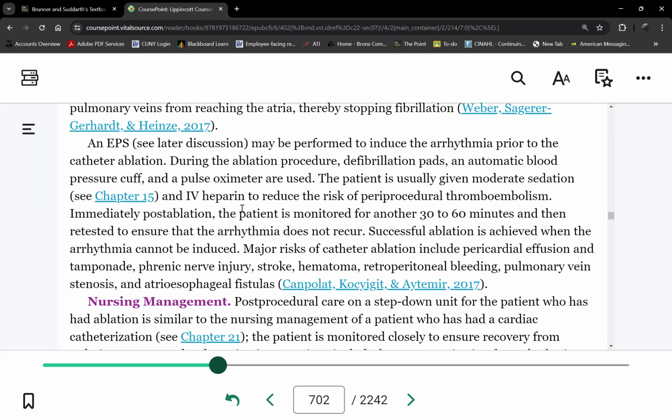So if the patient happens to suffer a complication from ablation therapy wherein the SA node was damaged or burned, then the patient will require a pacemaker now because there is no SA node anymore. No more natural pacemaker, so the patient will require an artificial pacemaker. All right.